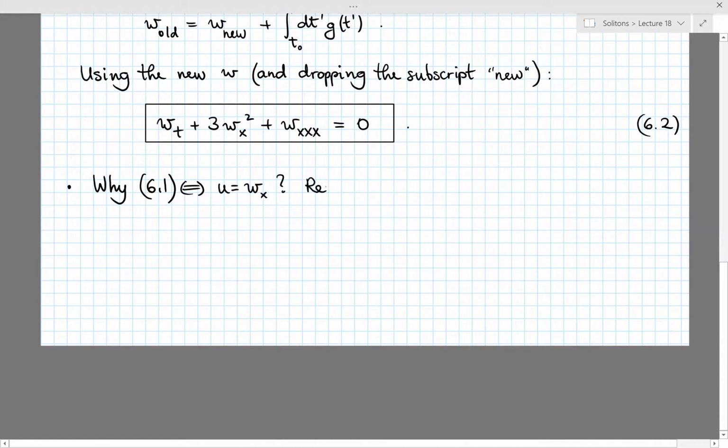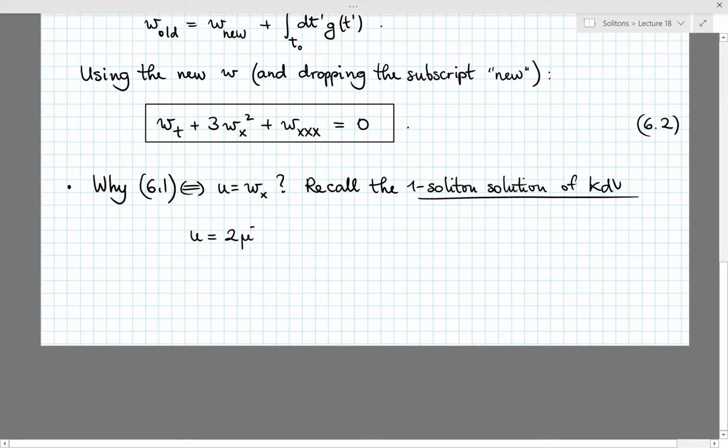Well, recall that the one soliton solution of KdV took the following form. u was equal to 2 mu squared hyperbolic secant squared of mu times (x minus x naught minus 4 mu squared t), where I introduced mu, which is the square root of v over 2, where v is the velocity, and therefore is non-negative, to avoid writing square roots everywhere.